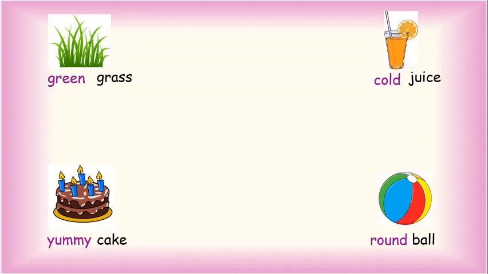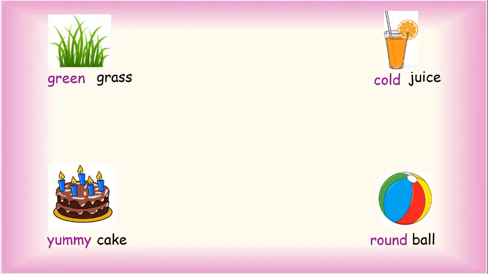So green tells us the color of the grass. Cold tells us how it feels when we drink the juice. It's cold. Yummy tells us about how the cake tastes. And round tells us about the shape of the ball.